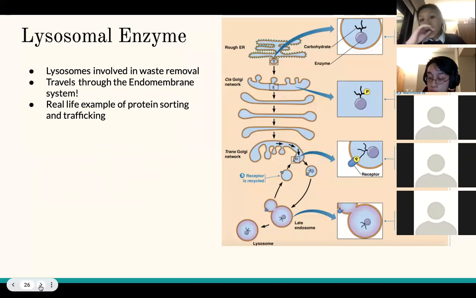And then this is just another example of real life protein sorting, protein trafficking. So these lysosomes are involved in waste removal, as a lot of people know, but specifically how they work is that a lysosomal enzyme is formed and it goes through the ER with its localization sequence, but it doesn't have a retention sequence. So it's going to continue on through the Golgi and travels through the entire endomembrane system and gets vesicled out of the cell or to wherever it needs to go as well.